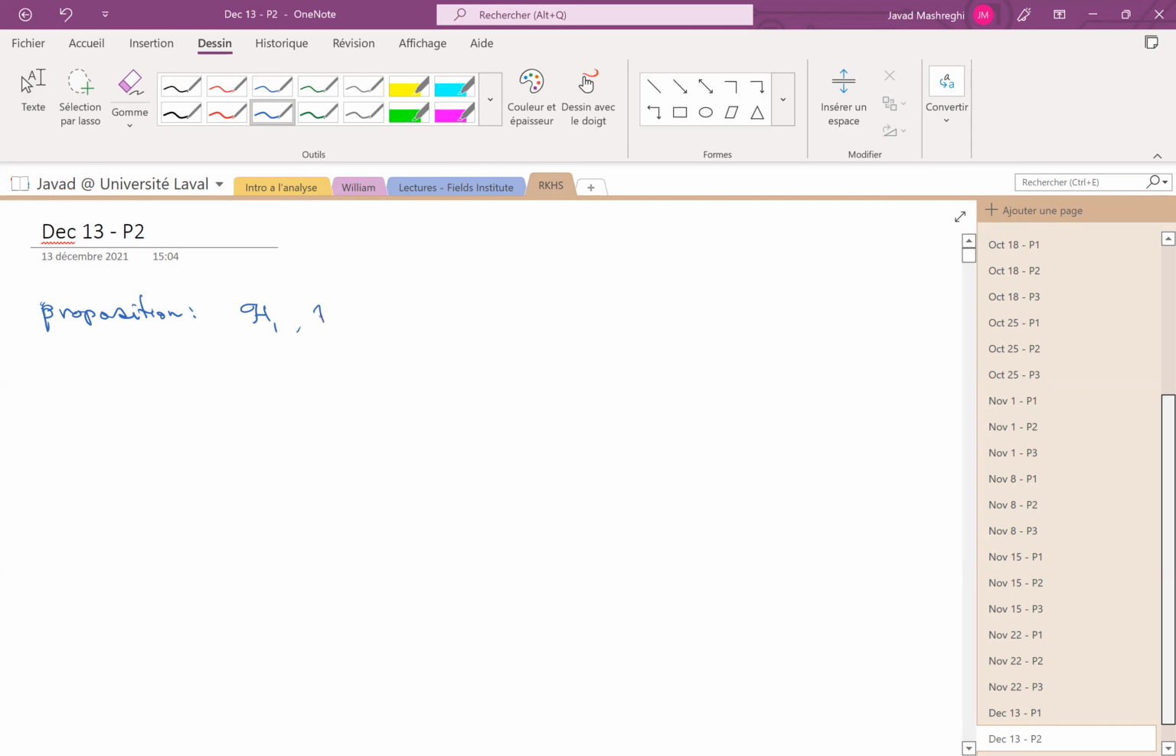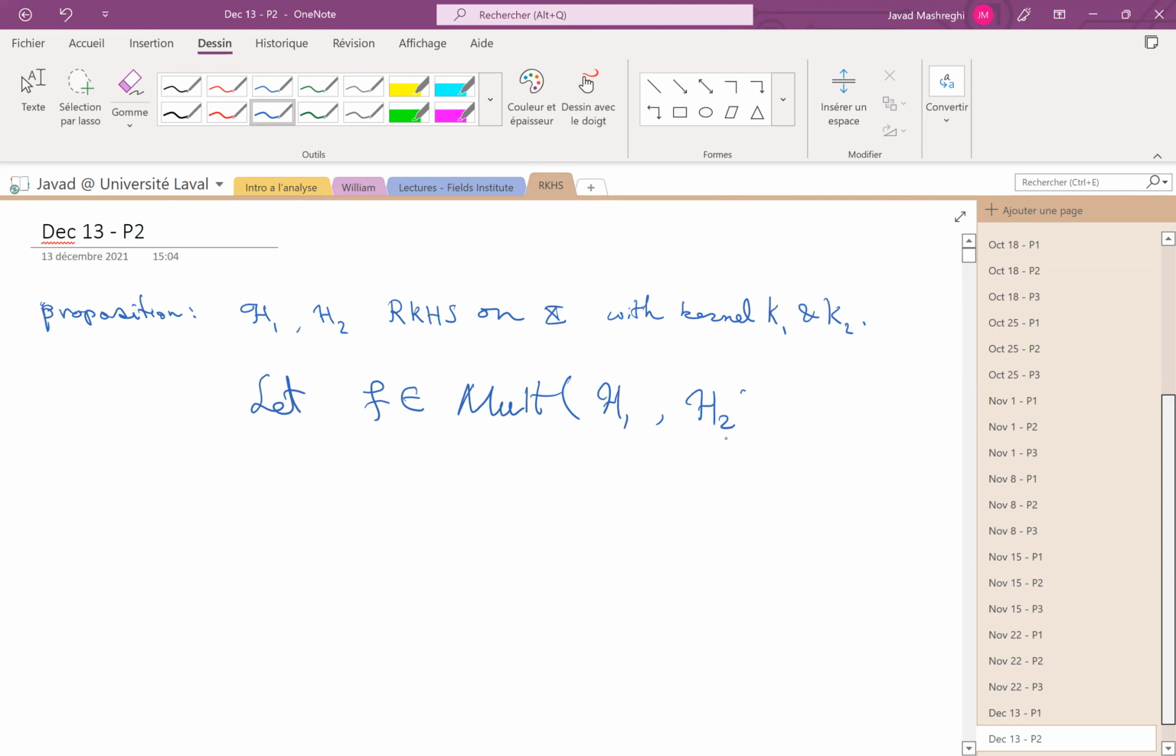As before, H1 and H2 are RKHS on X, with, we don't need kernels here, but anyhow, I write it with kernels K1 and K2. And let F be a multiplier from H1 to H2. And then we have this beautiful property, and important indeed.